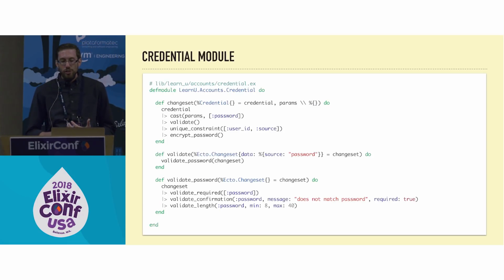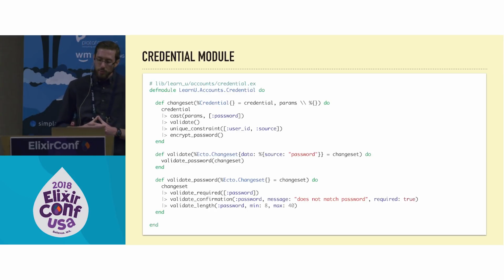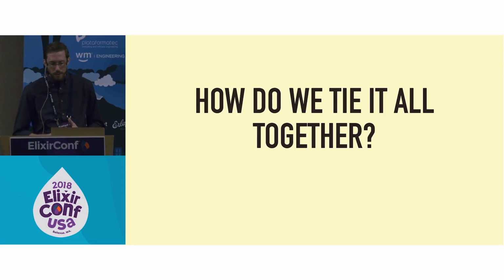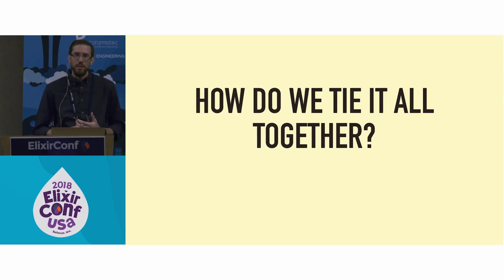The changeset function on the credential module will simply validate and encrypt the given password when the source is equal to password. This is looking real good. However, there's one issue. How do we tie both of these tables together on one registration form?